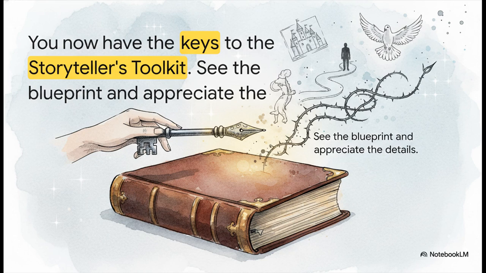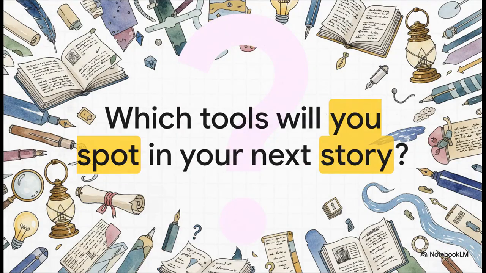So there you have it. When you put it all together, from the protagonist that gets you invested, to the conflict that keeps the pages turning, all the way to the little symbols that add so much depth, you start to see that every great story is just a masterclass in using the right tools. And the best part is, you now have the keys to that very same toolkit. You can see the blueprint and appreciate all the fancy details. And that's really what I want to leave you with. Because now that you know what to look for, the real fun begins.